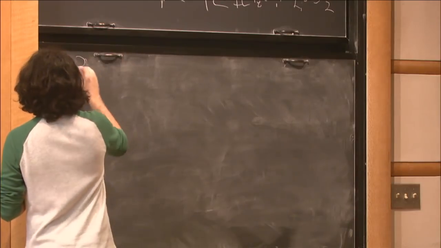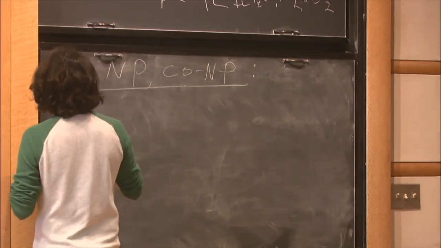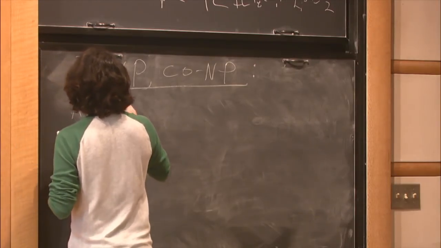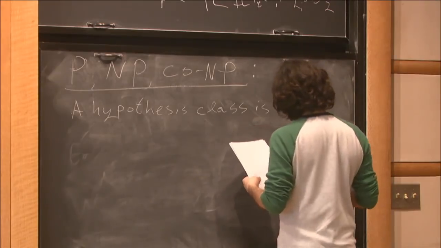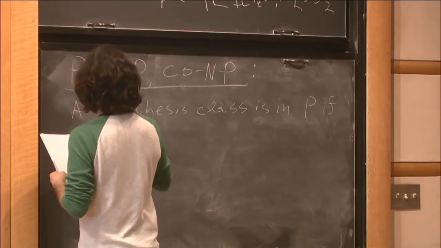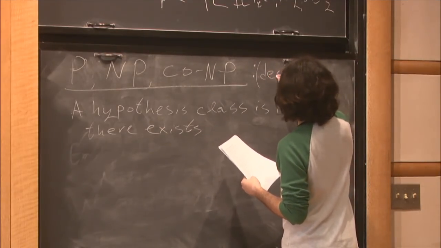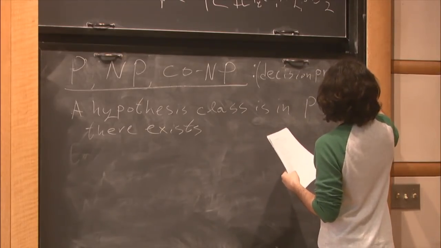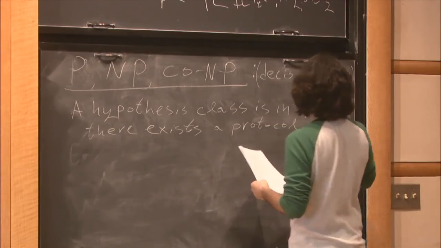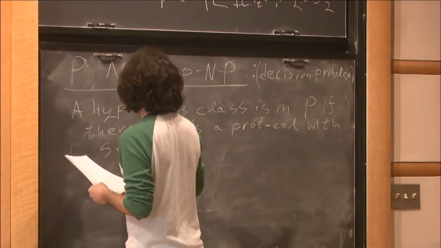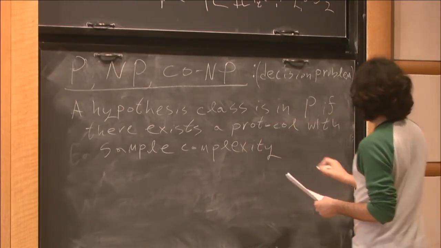Okay, so let's define P, NP, and co-NP. A hypothesis class is in P if there exists a protocol, and everything is for the decision problem, okay? A protocol with sample complexity, where sample complexity means the number of samples they need to send, of polylog M.